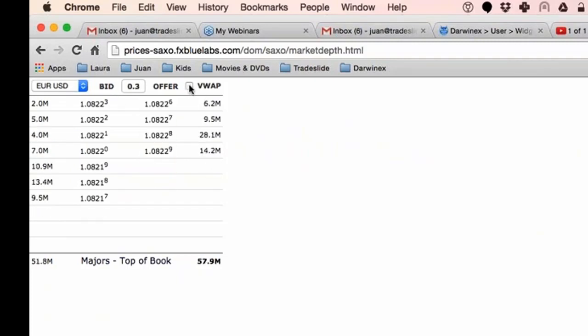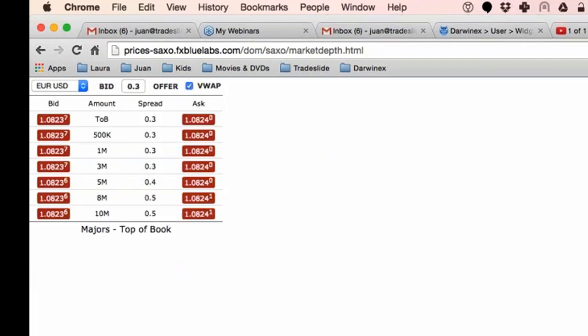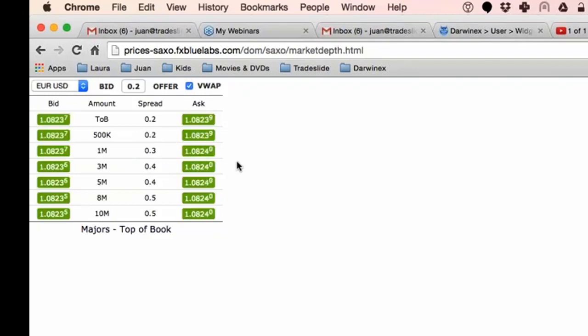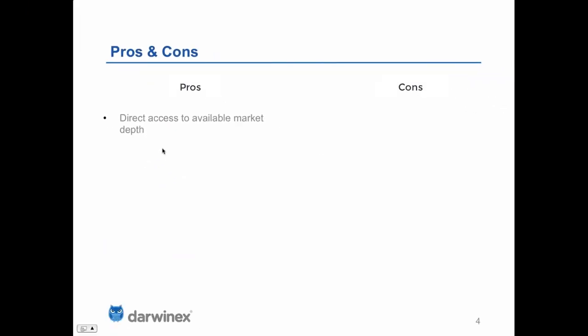That allows you to introduce things like volume-weighted average pricing, VWAP, which you can see here. So you basically see how much the price is slipped from trading at the top of book all the way down to, say, 10 million ticket sizes. If you're planning on managing Darwins, this will become more and more relevant over time. So it is a huge pro that you will never get properly from MetaTrader.